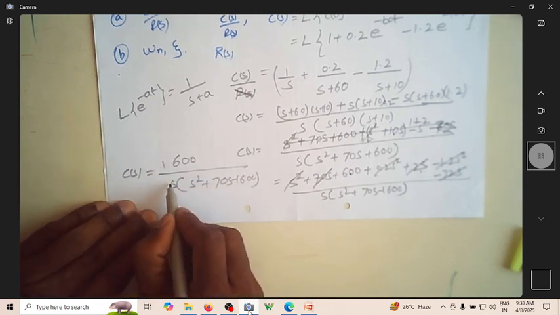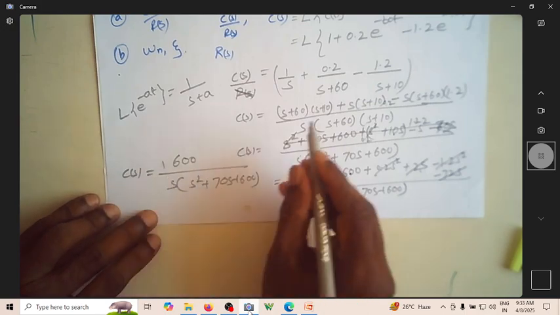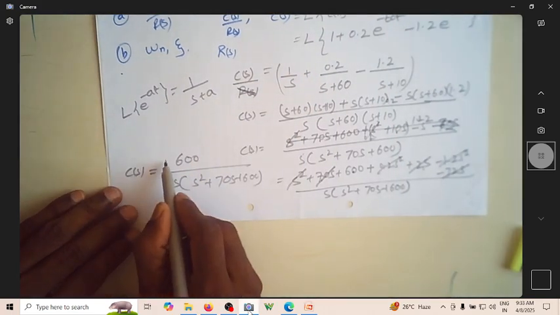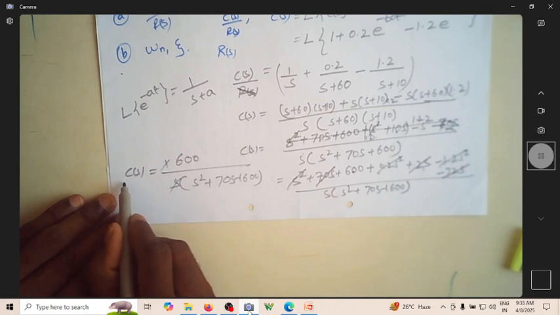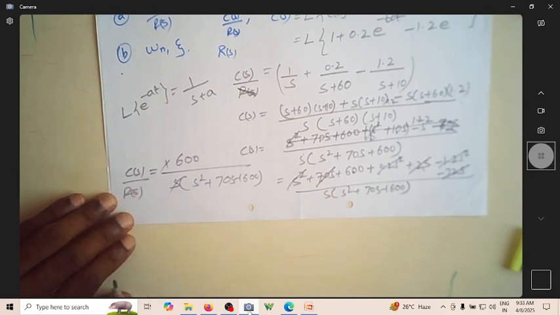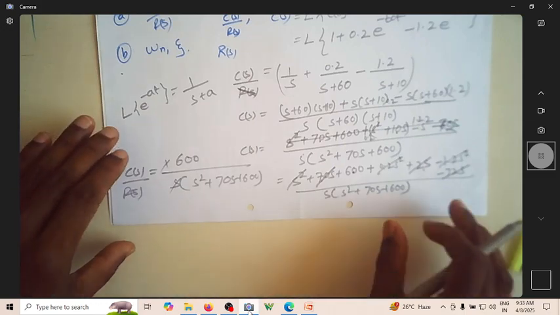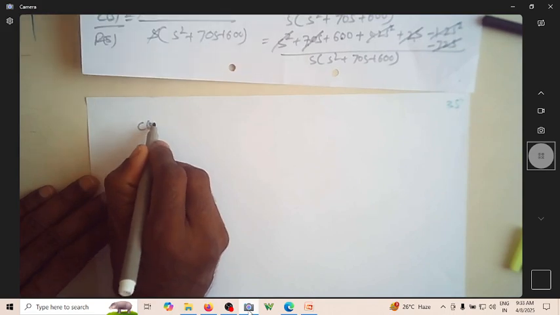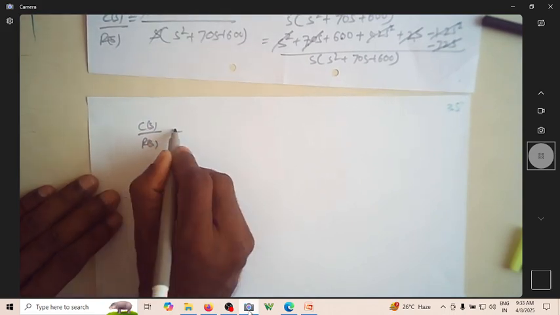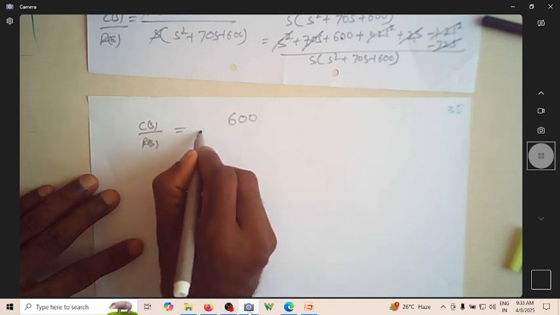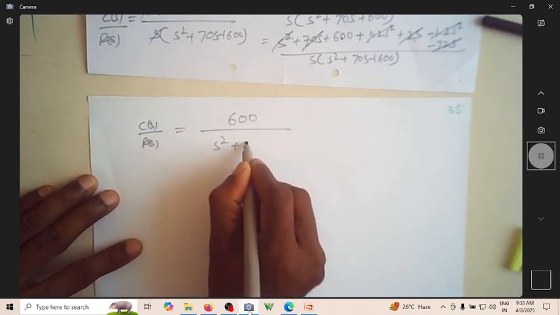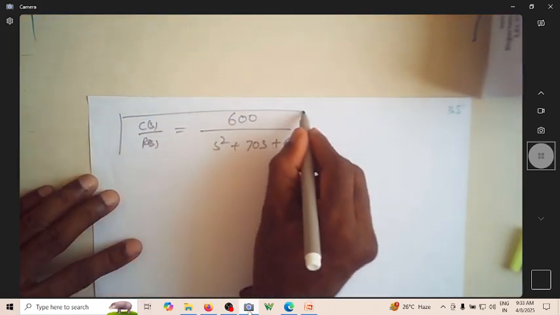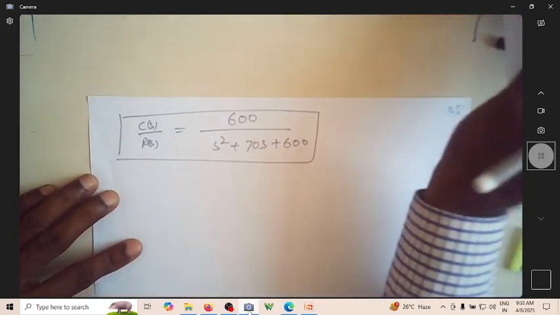But you can see now this is 1 over S. So what is this actually, 1 over S? 1 over S is actually R(s). So now I can just take out this 1 over S and replace it by R(s) here. So now, what is C(s) by R(s)? C(s) by R(s) is now equal to 600 by S square plus 70s plus 600. This is my closed loop transformation.